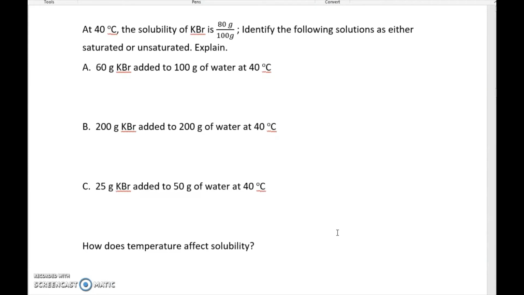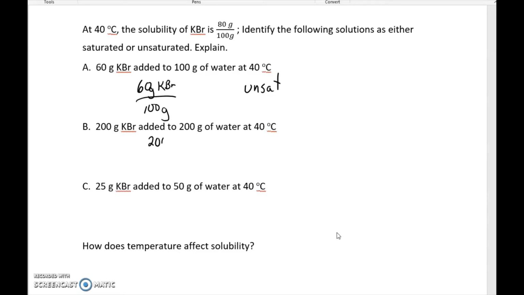At 40 degrees, and we'll find that these are temperature dependent, so they'll give us a temperature. At 40 degrees, the solubility of potassium bromide is 80 grams in 100 grams of water. Identify the following solutions as either saturated or unsaturated and explain. So this first one, we've got 60 grams of potassium bromide in 100 grams of water. Well, we know that we can dissolve 80 grams, so this one is unsaturated.